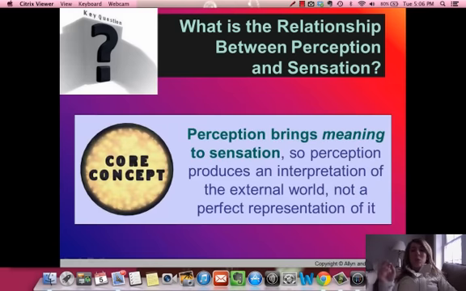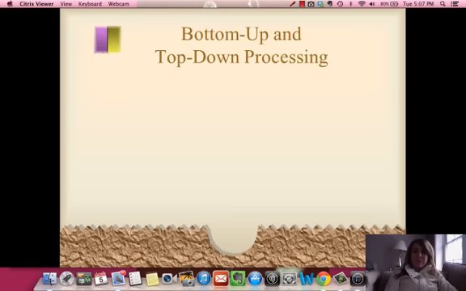Perception is what brings meaning to the sensations. Sensations go in, and perception is what gives them meaning. It organizes them. It gives you some sort of interpretation of the world outside of you, right? And it's not a perfect representation of it. It's just an interpretation of it. That's why sometimes you see visual illusions. That's how visual illusions actually work. They use the way that your brain is supposed to think about the world and kind of trick your brain.